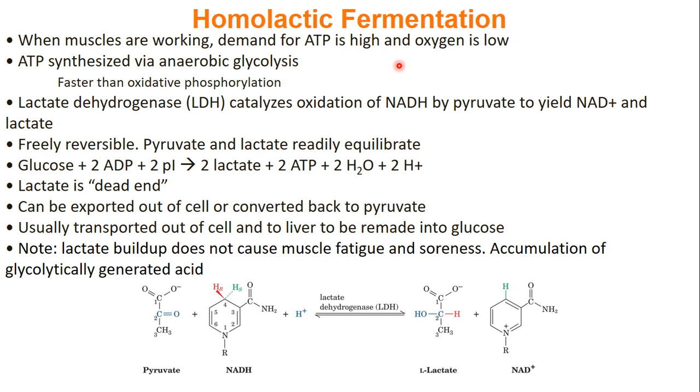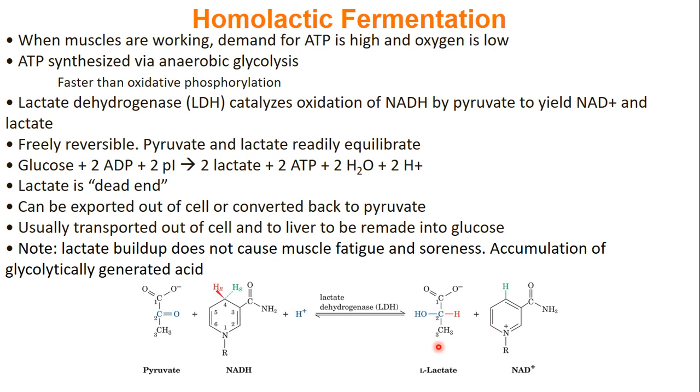So let's look at homolactic fermentation first. Let's say your muscles are working hard, so you need a lot of ATP. Well, and your oxygen's low, what are you going to do? You're going to make ATP via anaerobic glycolysis. The reason for this is that it's much faster than oxidative phosphorylation. True, you get more ATP through oxidative phosphorylation, but if your muscles are working, you don't have that time. You need ATP now, so you're going to create lactate. The enzyme that creates lactate is called lactate dehydrogenase, LDH. It catalyzes the oxidation of NADH in pyruvate to yield NAD+ and lactate.